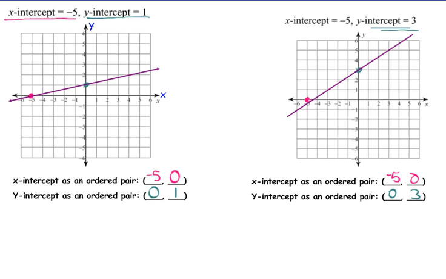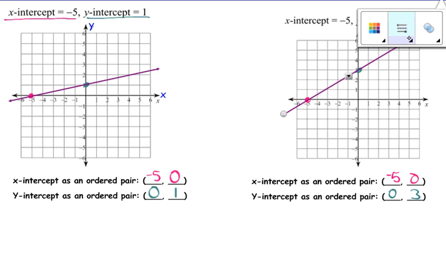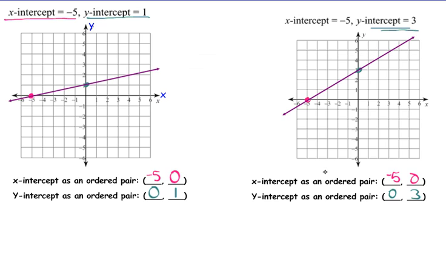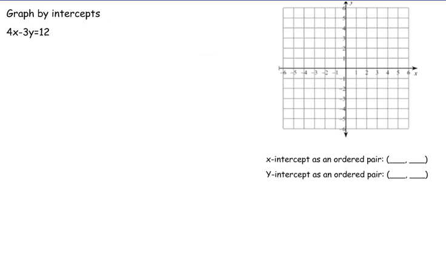Now, I want to make sure I have it go through those points and make sure my line has arrows on either end. Now, say I'm not given my x-intercept and my y-intercept. I have to have given an equation. Well, I want you to remember that when we graph the x-intercept, y is equal to 0.